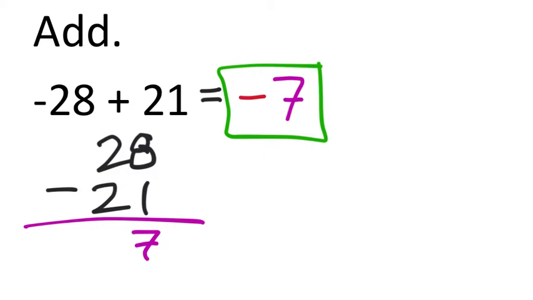Okay, so again, don't forget, why are we subtracting on this? It's because these 21 positives are going to zero pair with 21 of these negatives, and you'll have 7 of the negatives left over. That's how we get that value.